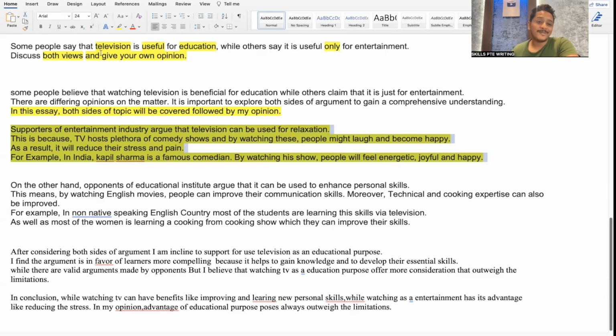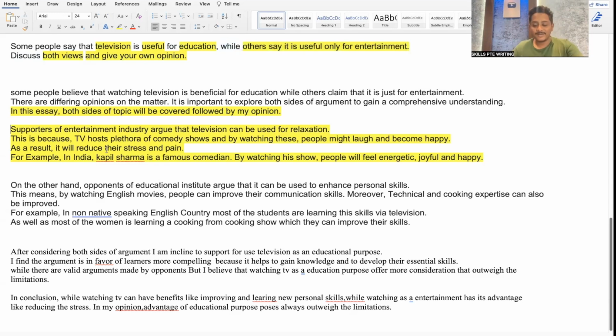The question is not about television is useful for entertainment. The question is this. Others say it is useful only for entertainment. Then here say supporters of entertainment industry. No, they are not supporting what they are trying to say. Can anyone tell me? Yes, they are trying to say television is useless. They are not supporting. Read the question. Others say television is not at all useful for any other thing. It is only for entertainment.